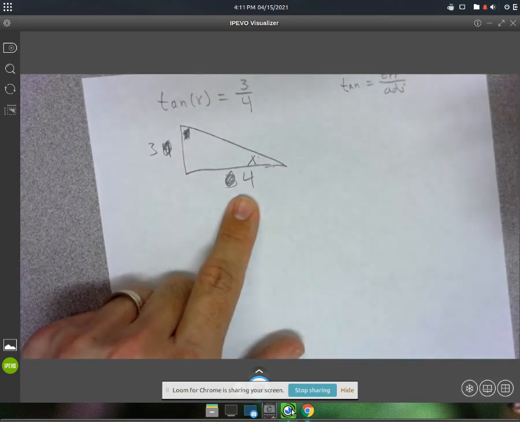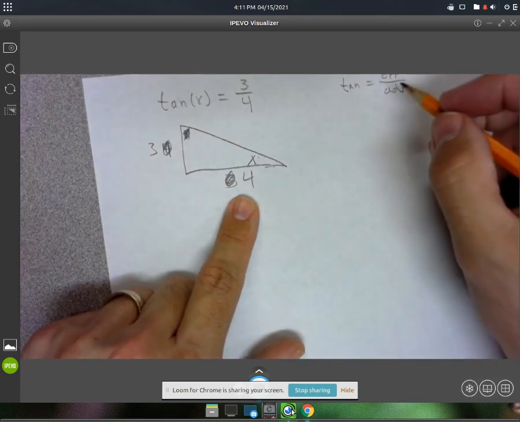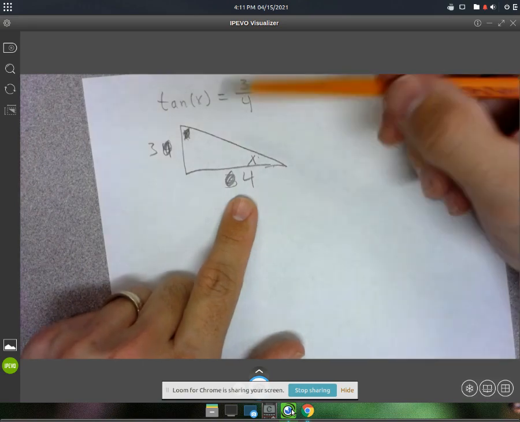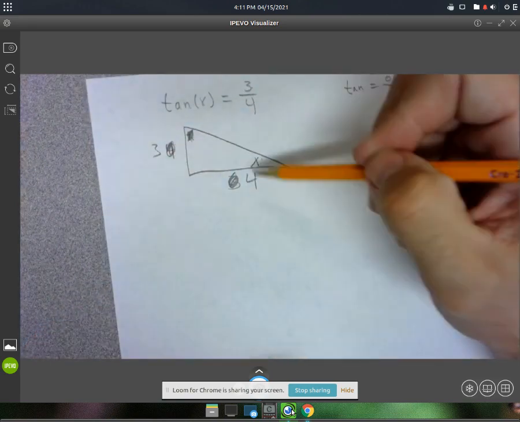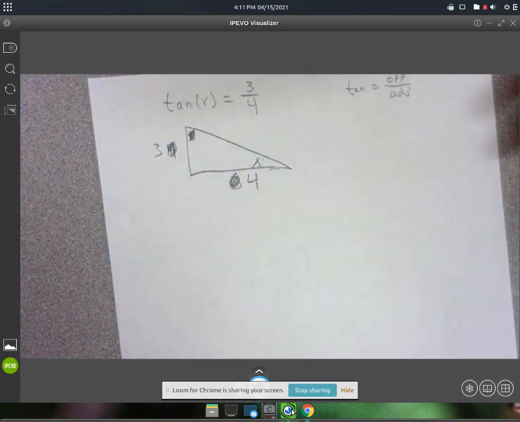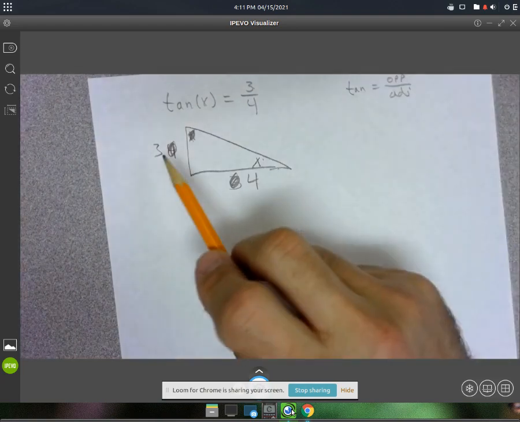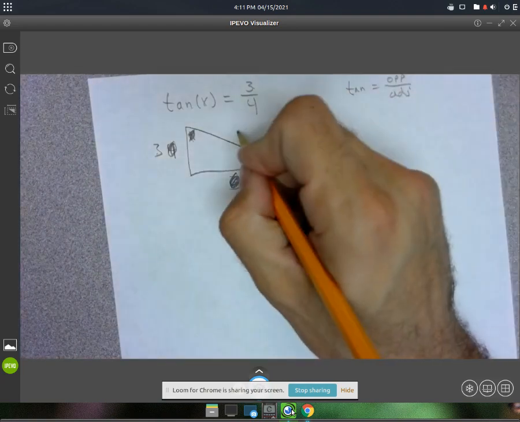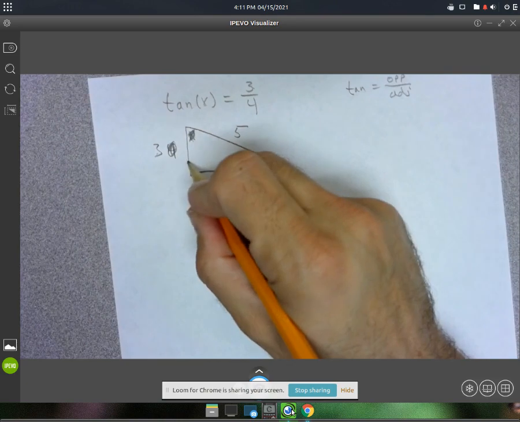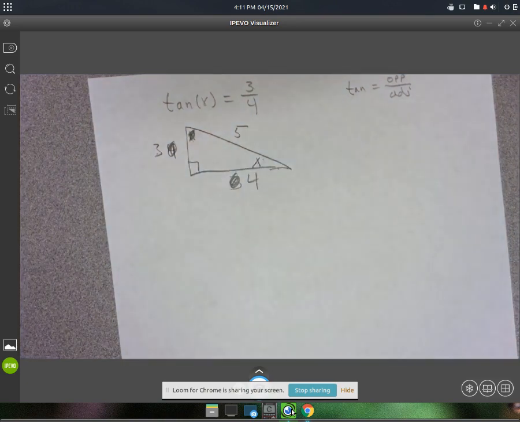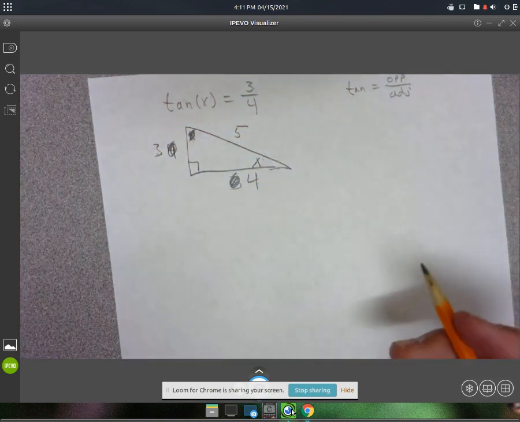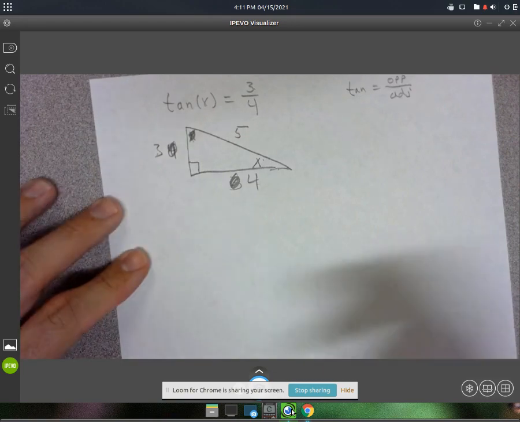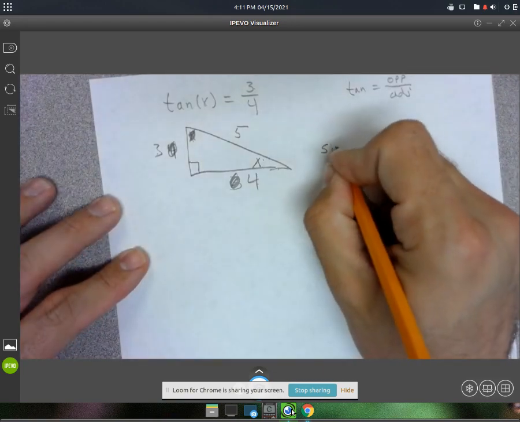In order to find sine or cosine, you have to know the hypotenuse. So because you've got two sides, you could use Pythagorean theorem, or if you happen to remember, this is a 3, 4, 5 triangle. It happens to be one of those Pythagorean triples. So you could solve for this side using Pythagorean theorem. Well, now we can actually answer the question.